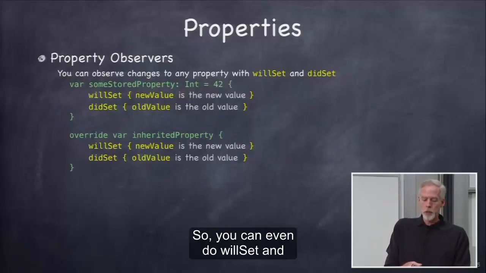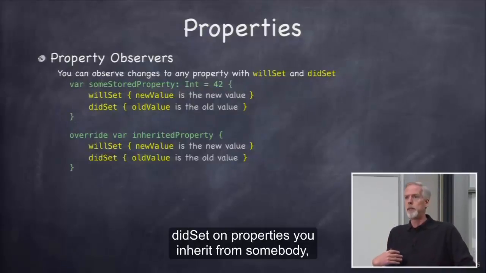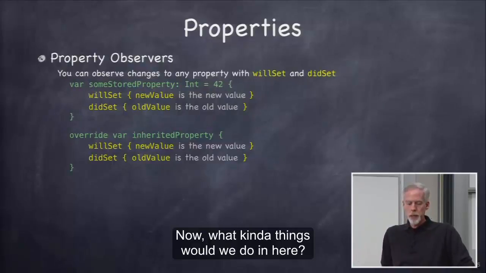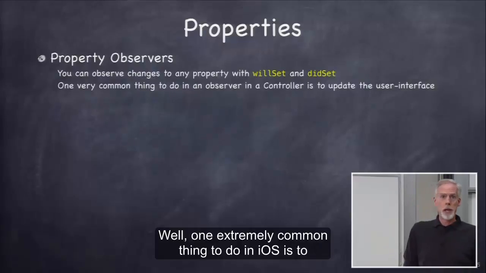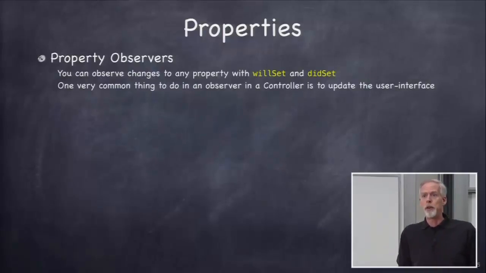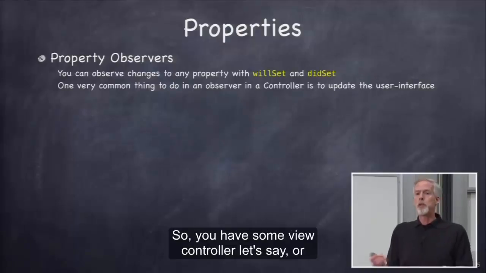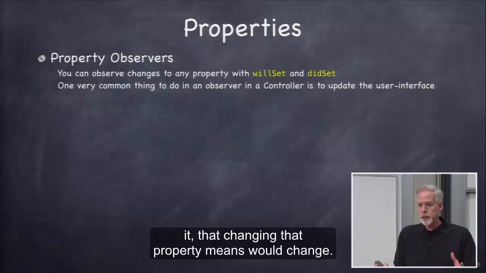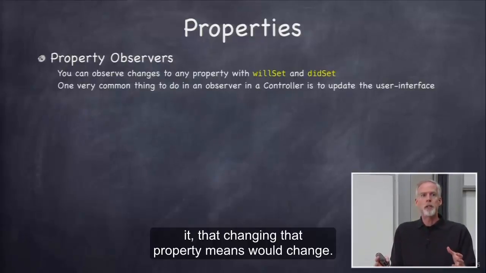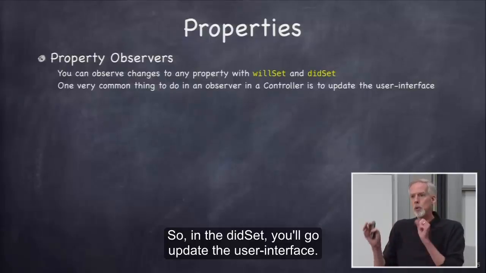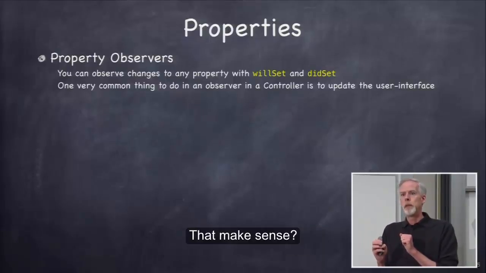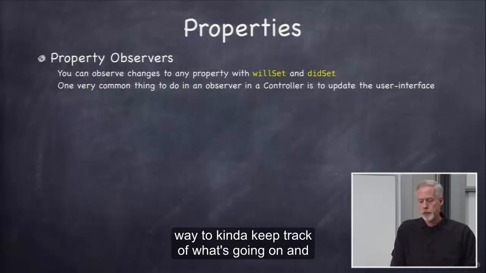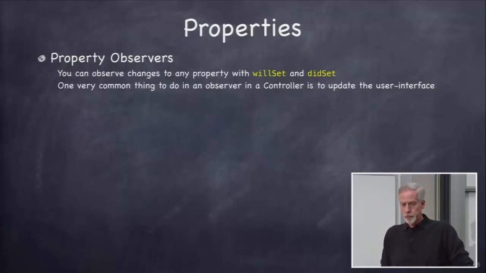Okay? So you can even do willSet and didSet on properties you inherit from your superclass. Now, what kind of things would we do in here? Well, one extremely common thing to do in iOS is to update the user interface. So you have some view controller, let's say, or you have a view, and you change some property in it, and changing that property means the UI would change. So in the didSet, you'll go update the user interface. Does that make sense? Okay, so the observers are really cool. They're a really good way to keep track of what's going on and keep things in sync.